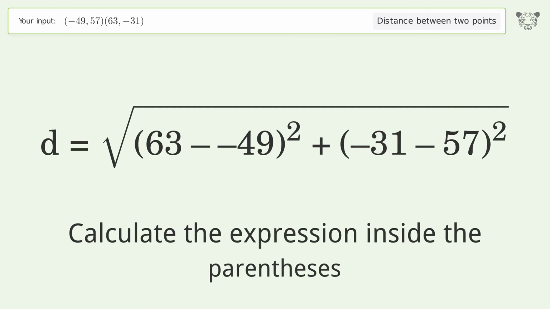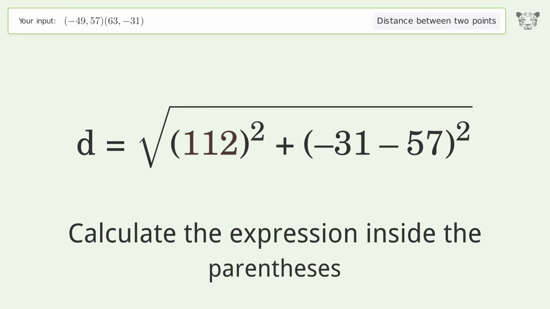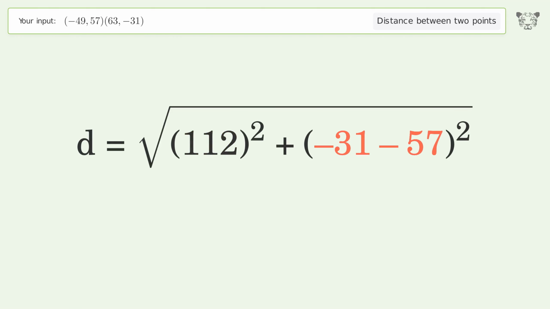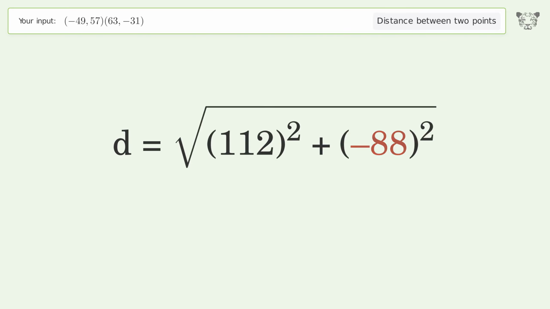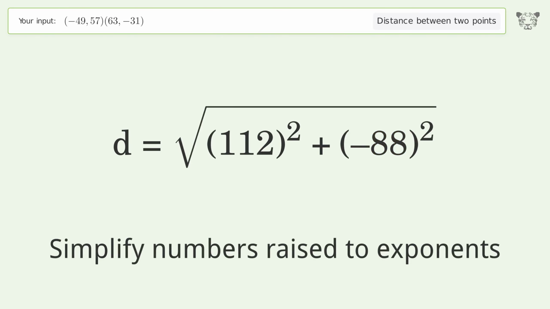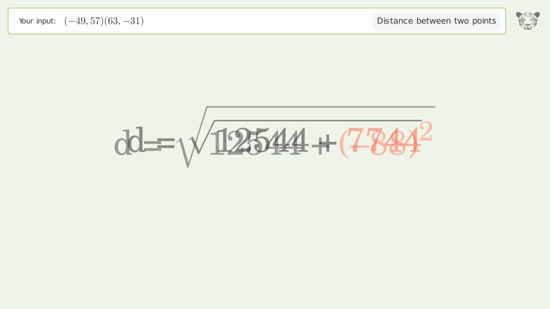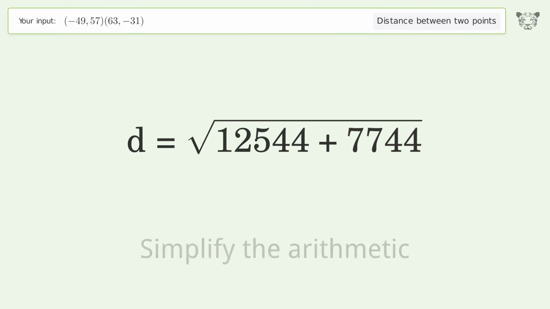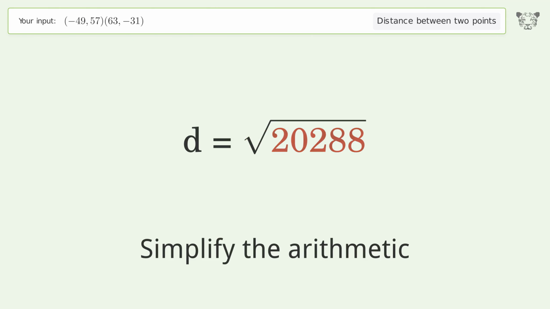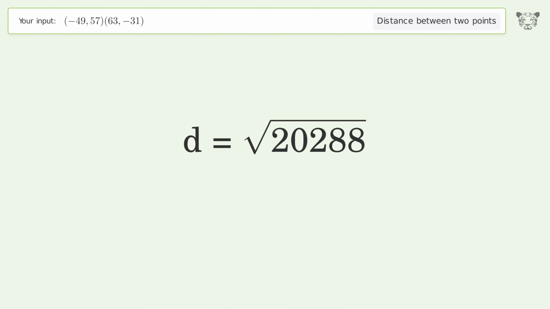Calculate the expression inside the parentheses. Simplify numbers raised to exponents. Simplify the arithmetic. And so the distance between the 2 points is the square root of 20,288, or 142.436.